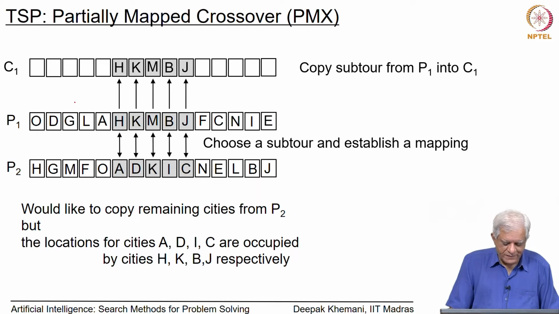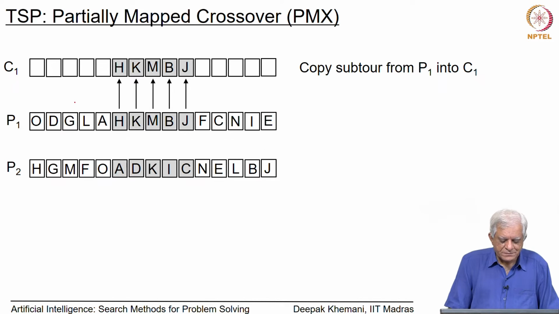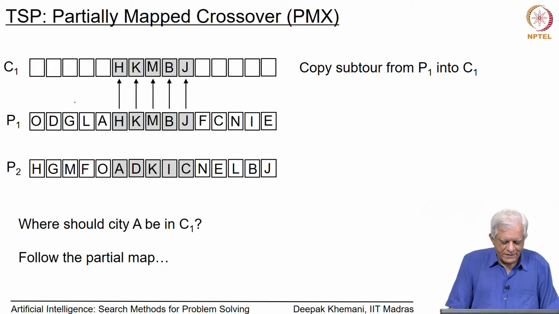So, let us go over them one by one. We start with city A, and the question that we are asking is, where should we put A in child 1? So, we use the partial map here and follow. A is in the position of H. So, we see where H is and copy A in that position in child 1. You can see that we have exploited the partial map to decide where to place city A.